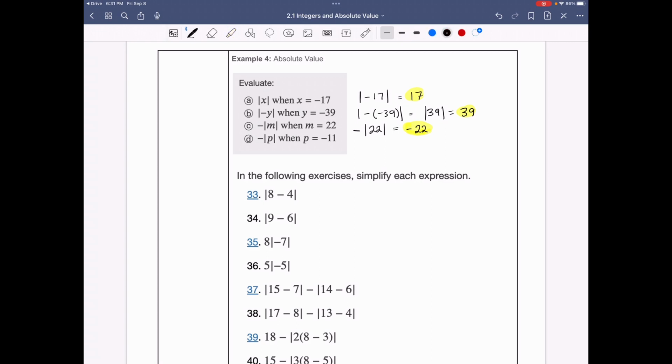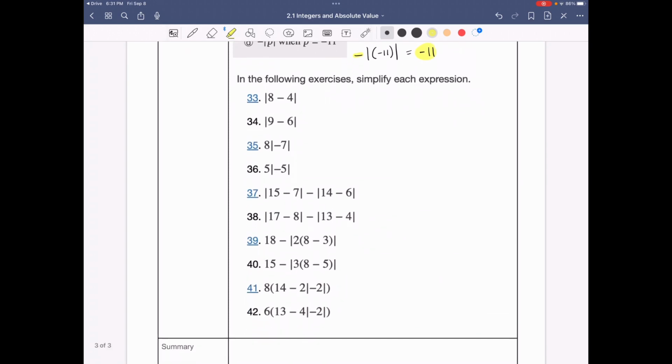Same thing on this next one. We have a negative, and then we have the absolute value, but p is negative 11. So the absolute value of negative 11 is 11, but the negative in front means the opposite. So this negative in front made the answer negative because it was not inside the absolute value.